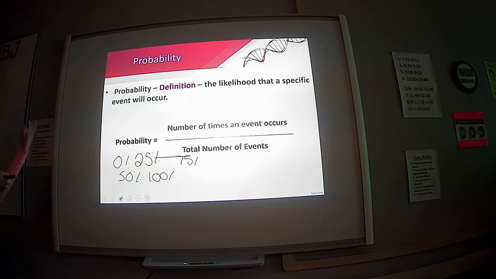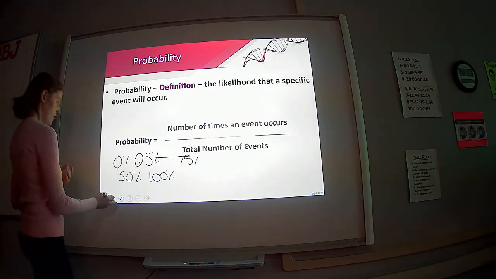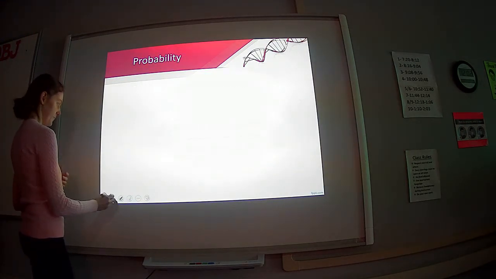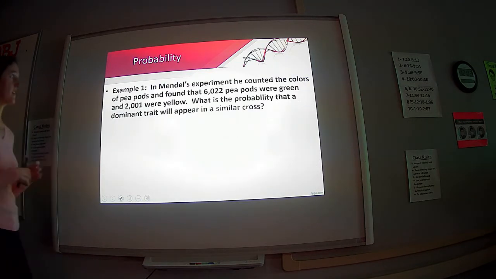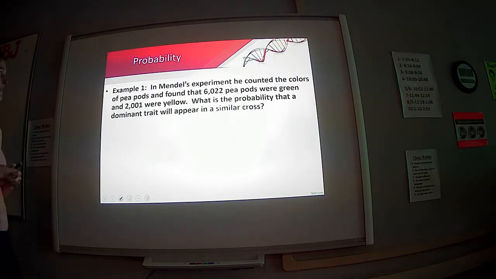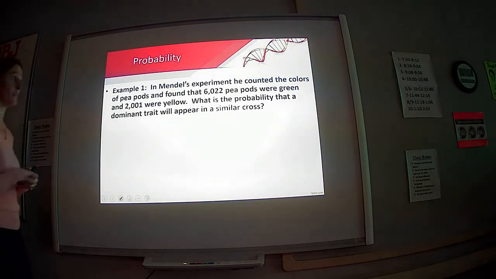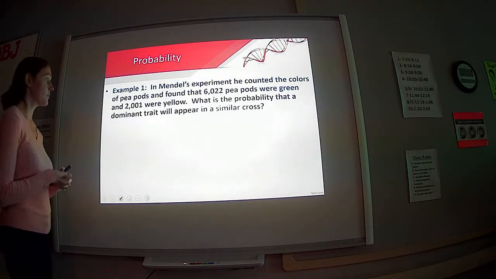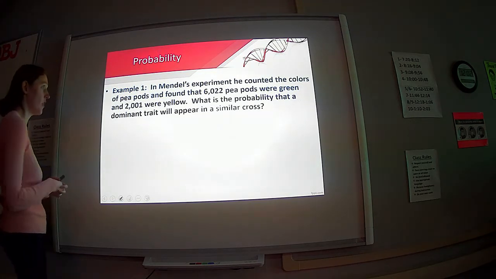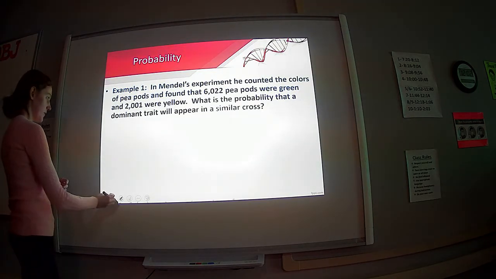So probability, you're going to take the number of times an event occurred over the total number of events. For example, in Mendel's experiment, he counted the colors of pea pods and found that there were 6,022 pea pods that were green and 2,001 were yellow. What is the probability that the dominant trait will appear in a similar cross?